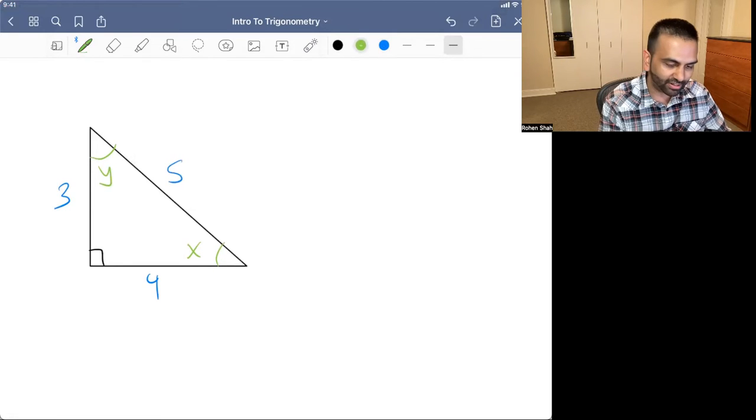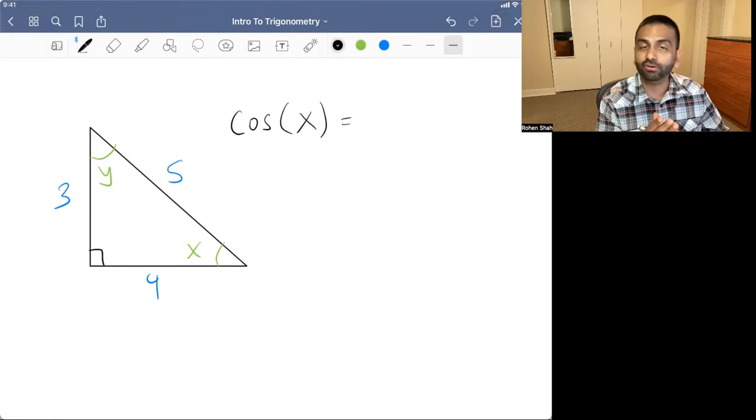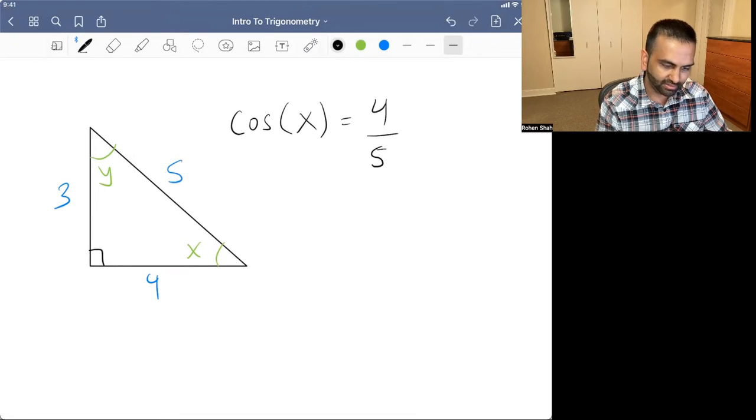Now let's use what we just learned, the definitions, to figure out what is the cosine or the sine of x and y degrees. So first, let's do the cosine of x degrees. So the cosine, remember, is adjacent over the hypotenuse. So the adjacent side to x degrees, the one next to it, is 4. And then the hypotenuse is, of course, just 5 here. So the cosine of x degrees in this triangle is 4/5. And similarly, the sine of x degrees, well, the sine is the opposite. So here the opposite is 3, and it's the same denominator for both sine and cosine, right? It's 5. So this is going to be 3 over 5.